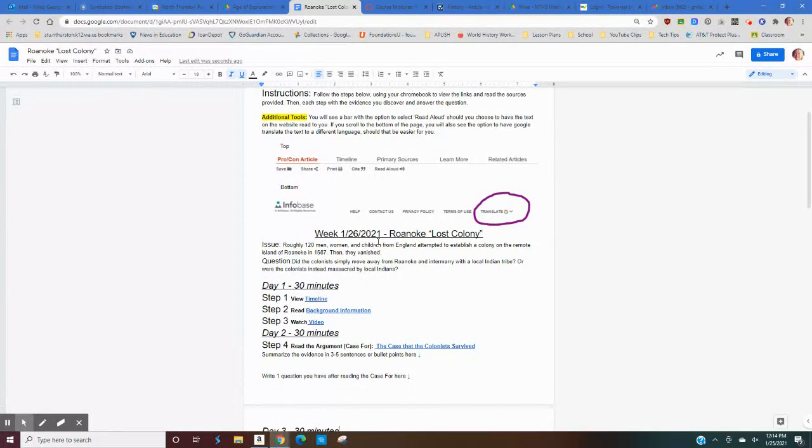The research we're doing is very similar to what we did last week, except this week the topic is Roanoke, the lost colony. Roughly 120 men, women, and children from England attempted to establish a colony on the remote island of Roanoke in 1587. Then they vanished. Your question will be, did the colonists simply move away from Roanoke and intermarry with a local Indian tribe? Or were the colonists instead massacred by local Indians?